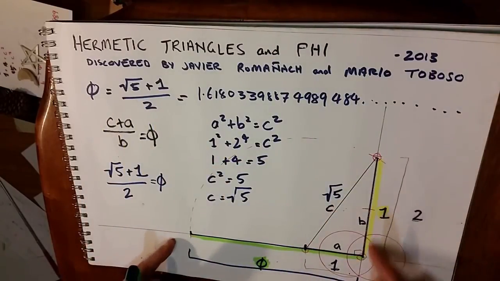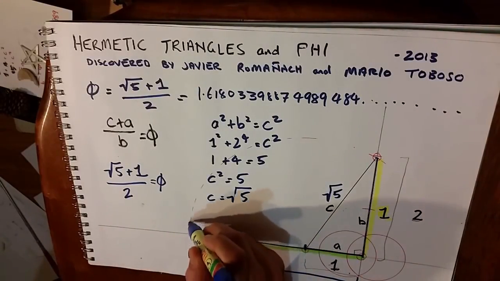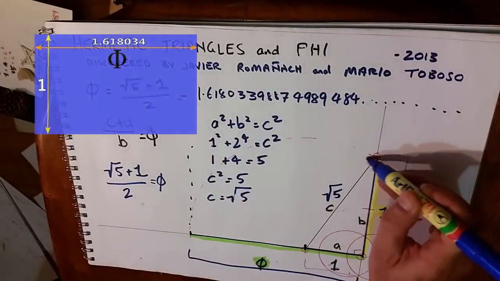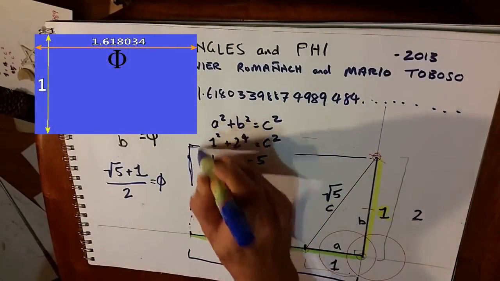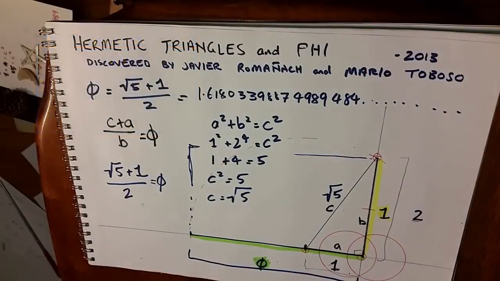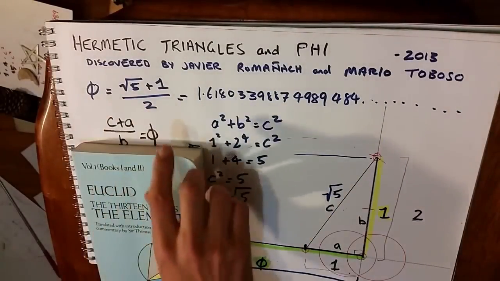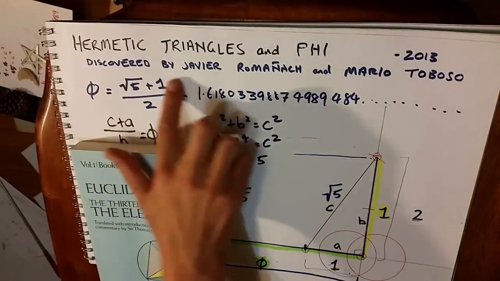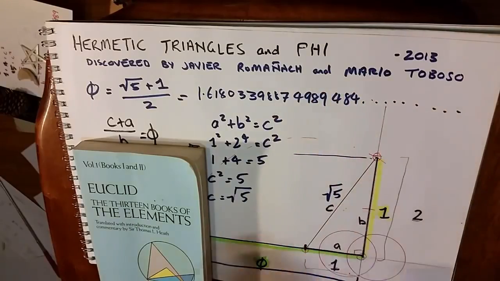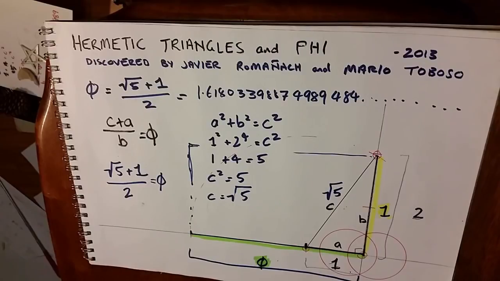So this is how you can create a phi ruler, or what's called a golden rectangle, phi by 1. These are Hermetic triangles. This is the Euclid, goes back over 2,000 years, and as far as the discoverers Javier Romanek and Mario Taboso, they were the first to come across it in 2013.